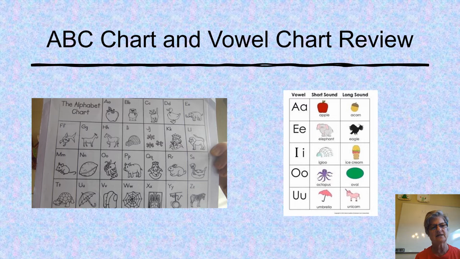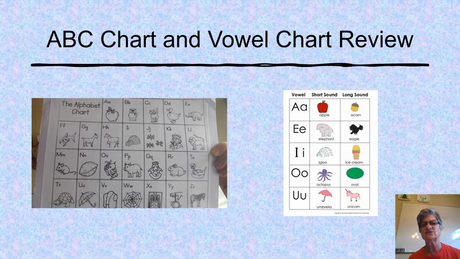G, G, ja. H, I, J, ja. K, K. L, M, N, O, P, P. Q, Qu. R, S, T, U, V, W, X, Y, and Z. Now let's go to the A, E, I, O, U vowel chart next to it.